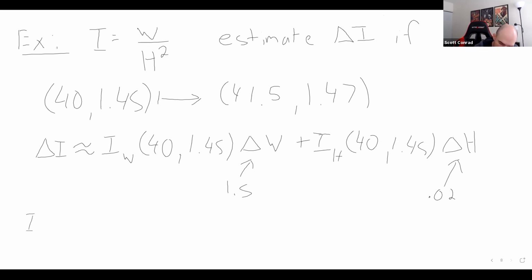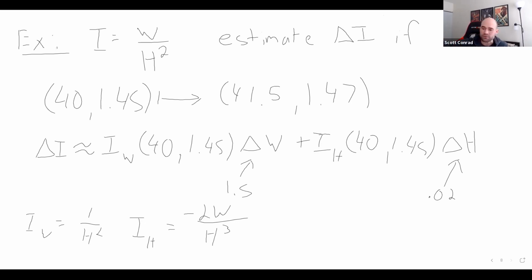Of course, our partial with respect to W is going to be 1 over H squared. And our partial with respect to H is going to be negative 2W over H cubed. And so on and so forth. You would just plug in W equals 40, H equals 1.45 to figure this out. They're not super nice values, but that is how we would do that.